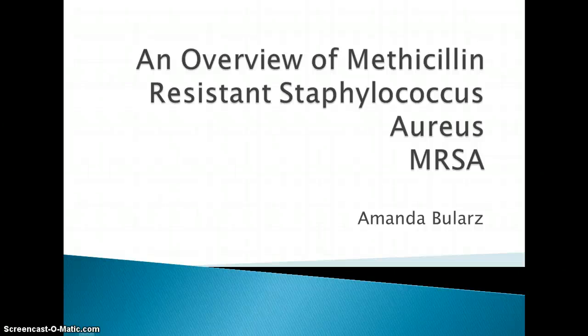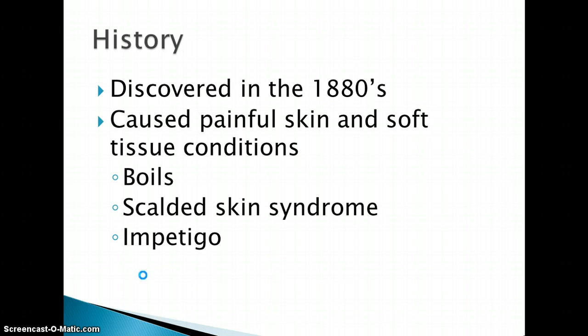Today I'm going to give an overview of the staph infection known as MRSA. MRSA is a type of staph bacteria found on the skin and in the nose that is resistant to many antibiotics, making treatment exceptionally difficult. It was first discovered in the 1880s. The bacteria cause painful skin and soft tissue conditions, such as boils and scalded skin syndrome.